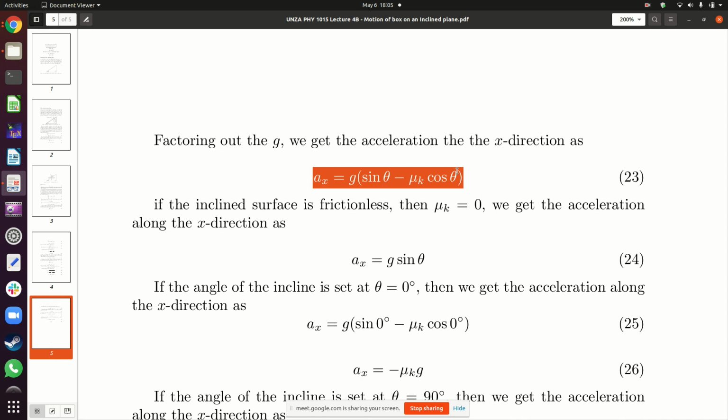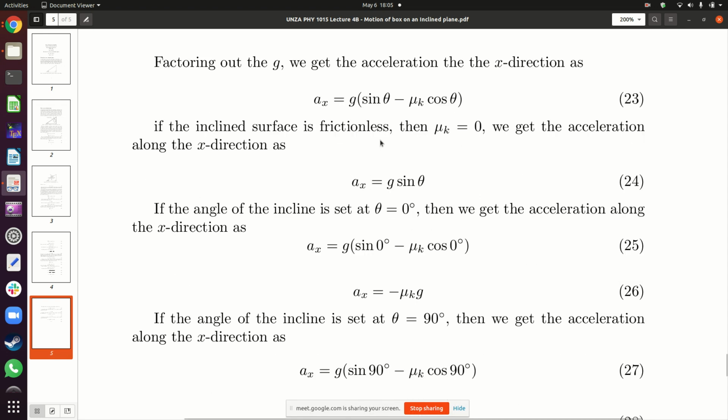Don't worry very much about this expression. You are going to be given this expression. So you need to know what this expression does: that this expression gives you the acceleration along the x-axis when a box is moving under its own weight along the incline. So, in what kind of circumstances can you use this expression?